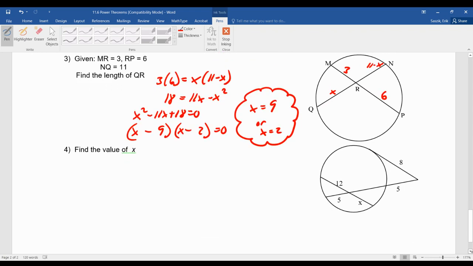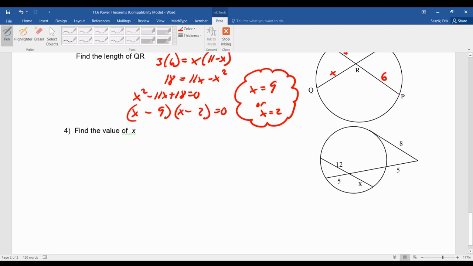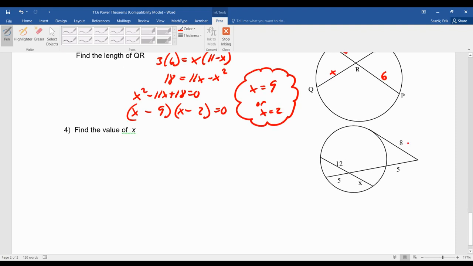And this last one, looks like I'm guessing I'm going to use that tangent part first. So tangent part, let me call this y, seeing that there's already an x there. Tangent part squared equals the external part times, remember, it's the whole thing, which is y plus 10. 64 equals 5y plus 50. So 14 equals 5y, so we get 14/5 equals y.